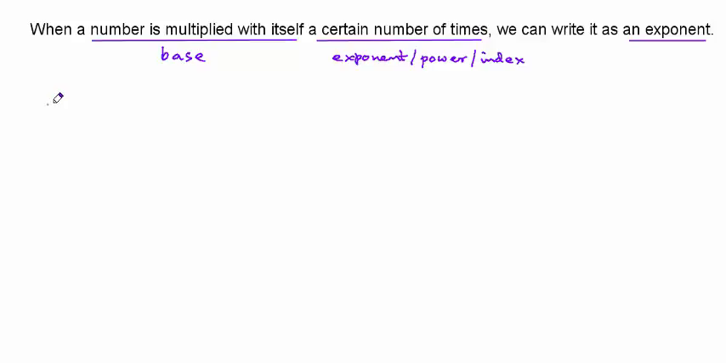For example, when 2 multiplies with itself 3 times, 2 times 2 times 2, we can rewrite this as 2 to the power 3. 2 is the base. The number that multiplies with itself is 2, and the number of times it does that is 3. There are 3 2's in this multiplication sentence, so that becomes the exponent. And we read this as 2 raised to the third power.